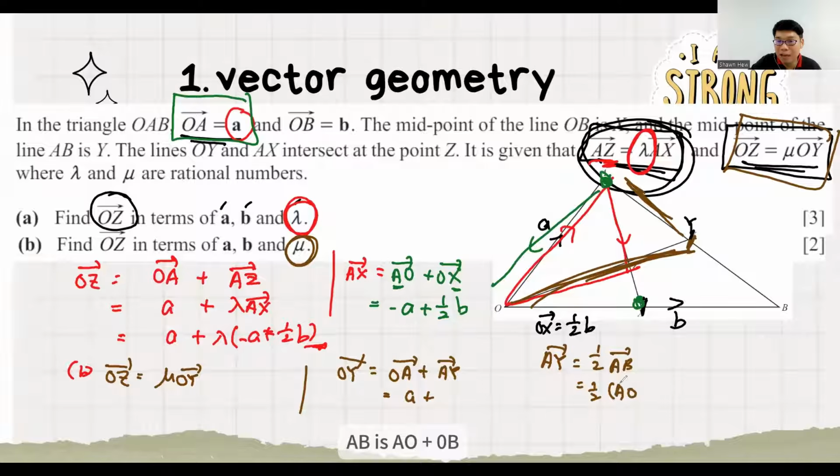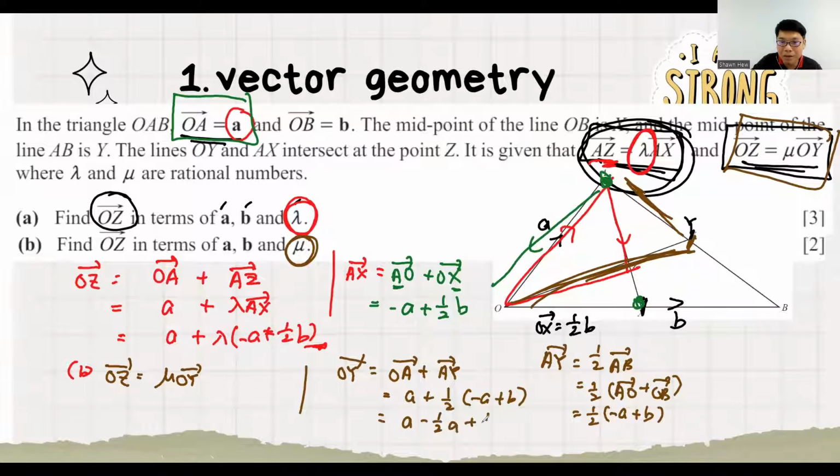AB is A go to O, O go to B. So it's half of minus A plus B. So AY is half of minus A plus B. A minus half A plus half B, which is half A plus half B. So we get OY, we can substitute in here, half A plus half B.